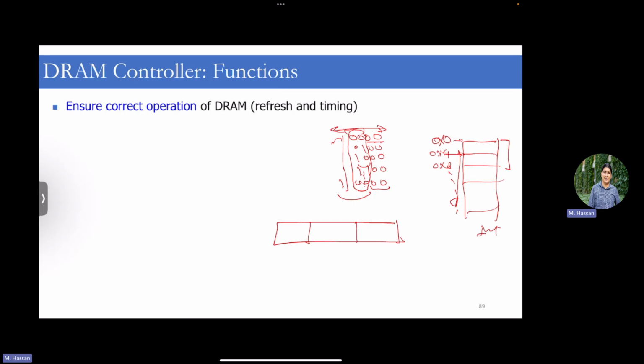So according to locality, address mappings put the column bits at the least significant and row bits at the most significant. Great. Good. And then now the question remains between the bank and the column. Which ones you want to put first?